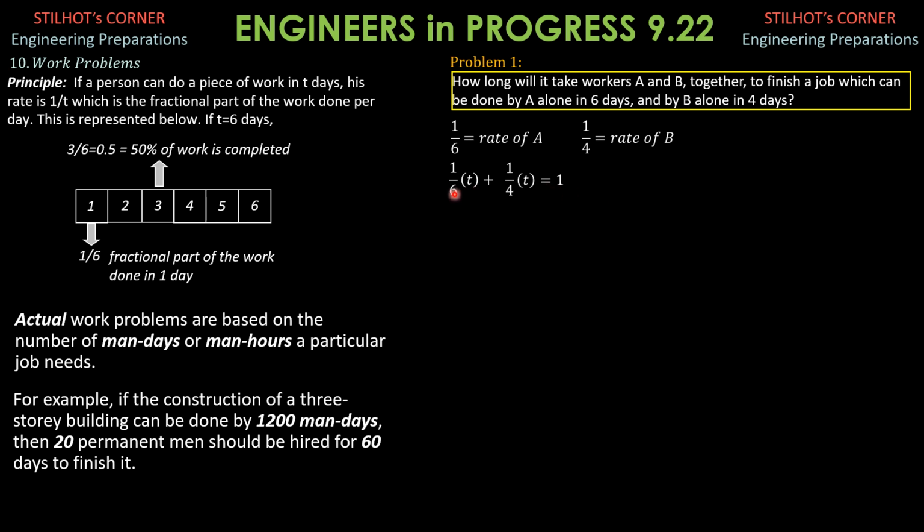So simplifying, the LCD is 12. 12 divided by 6 is 2. 12 divided by 4 is 3. So 2 plus 3 is 5. So 5T over 12 equals 1. So T therefore is 12 over 5 or 2.4 days, or 2 and 2 fifths days. Sorry, days.